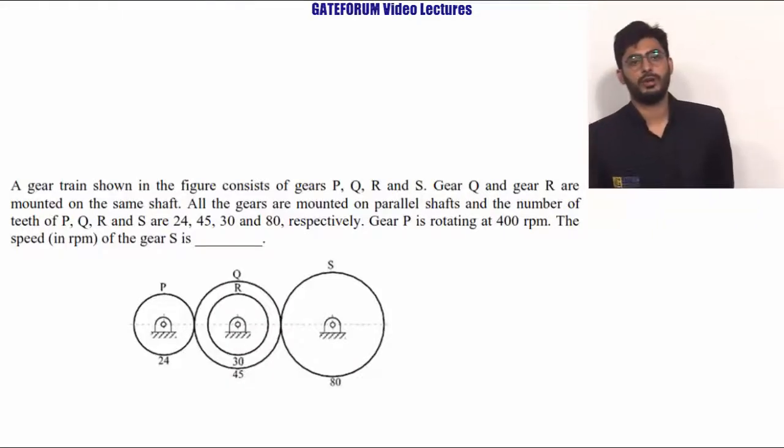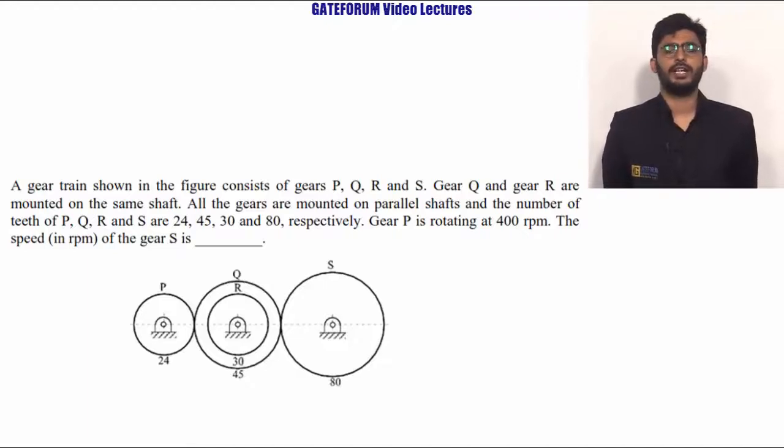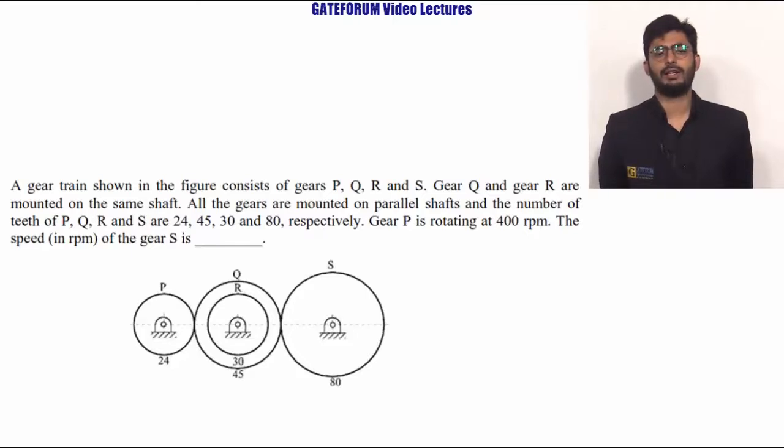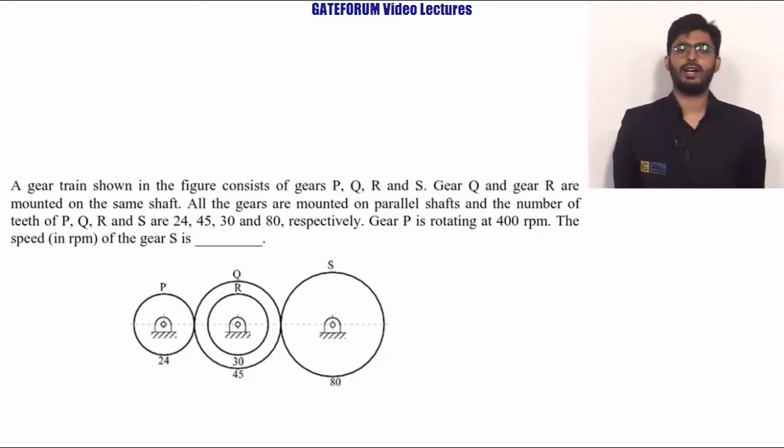This question belongs to the topic theory of machines from the subtopic gear trains. A gear train shown in figure consists of gears P, Q, R and S. Gear Q and gear R are mounted on the same shaft. All the gears are mounted on parallel shafts. The number of teeth of P, Q, R and S are 24, 45, 30 and 18 respectively. Gear P is rotating at 400 rpm. The speed of gear S is dash.